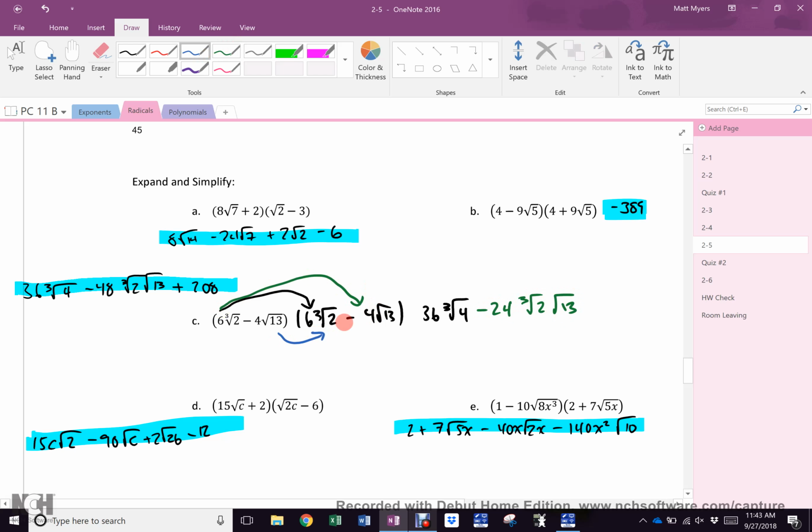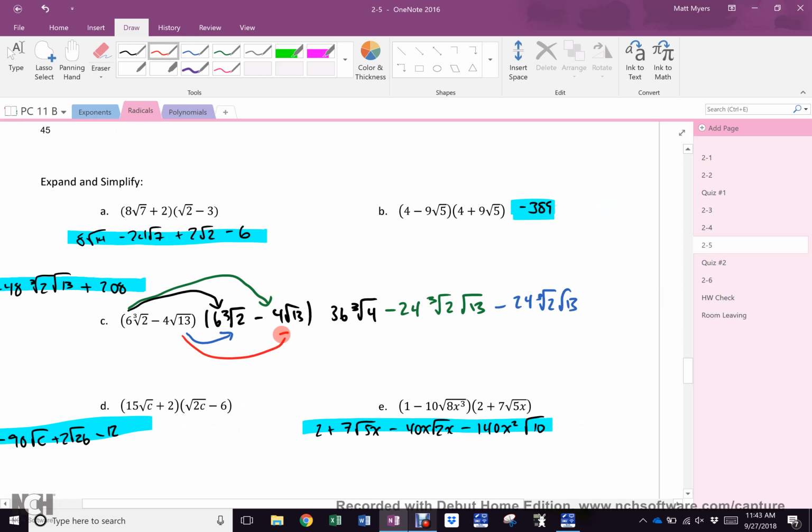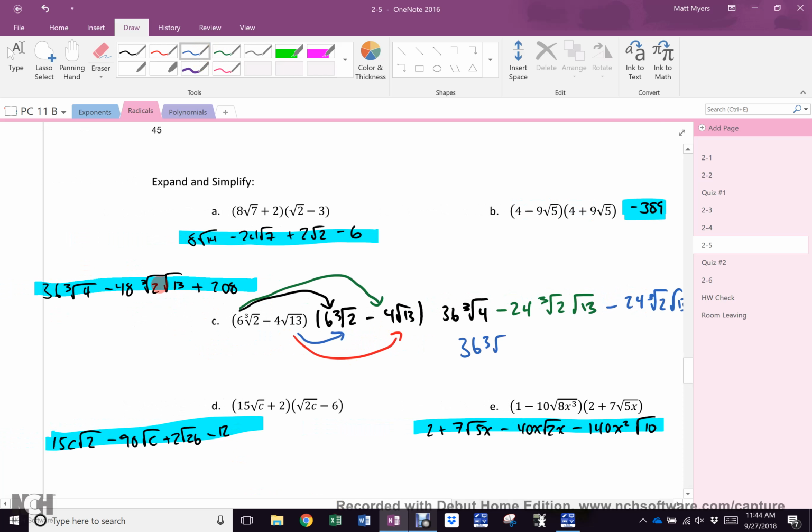Then 20, that was minus, then minus again, 24 cube root 2 root 13, and then plus 4 times 4 is 16, root 13 times root 13 is 13, and then you simplify everywhere you can, which is 36 cube root, right there. You can't put the roots together when they have different radicals.